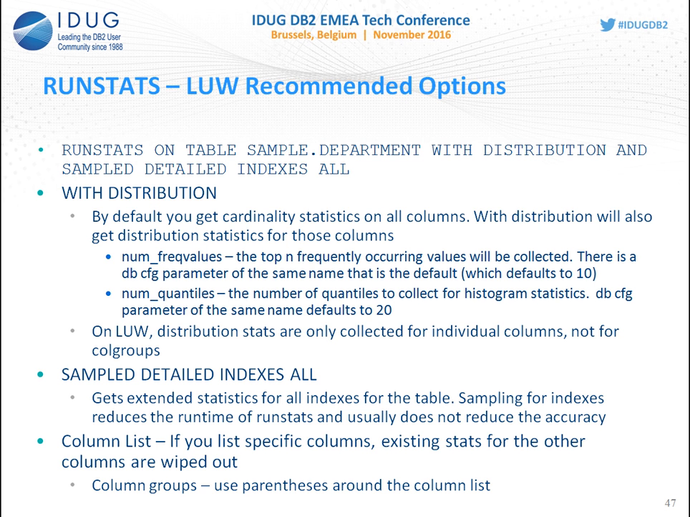And so we're going to get cardinality and distribution. NUM_FREQVALUES will tell how many frequently occurring values to collect, NUM_QUANTILES for the histograms. But on LUW, you can only gather distribution stats on individual columns, but not column groups. On z/OS, you can collect them on column groups.